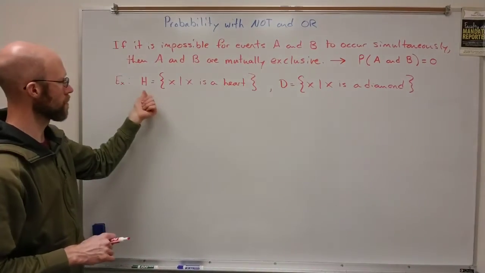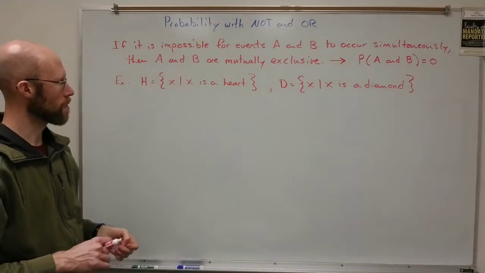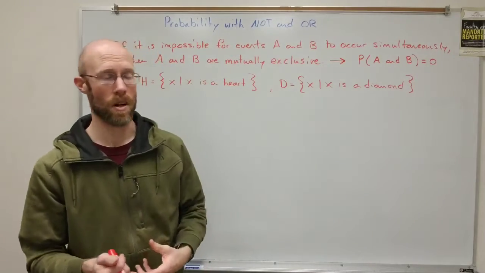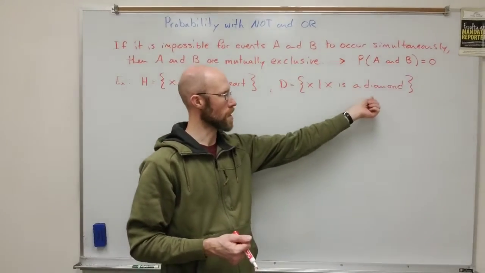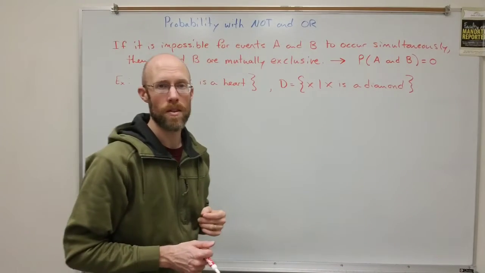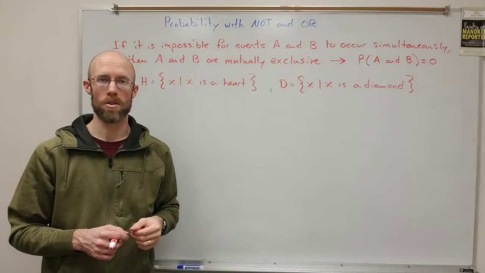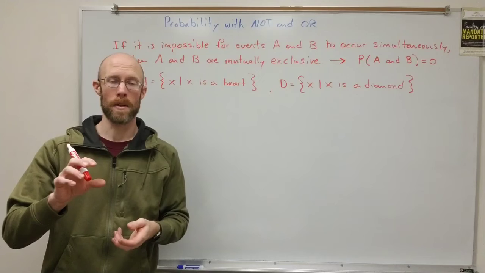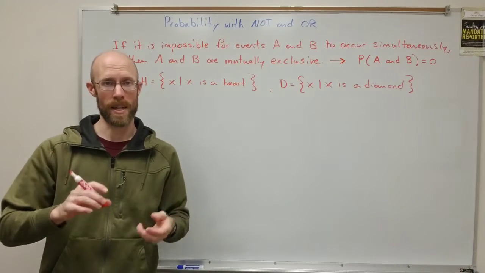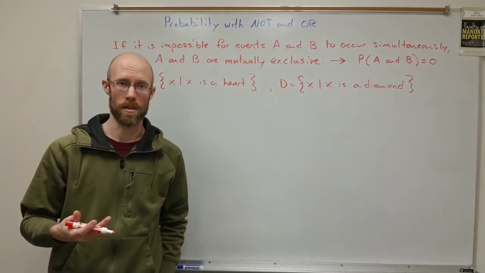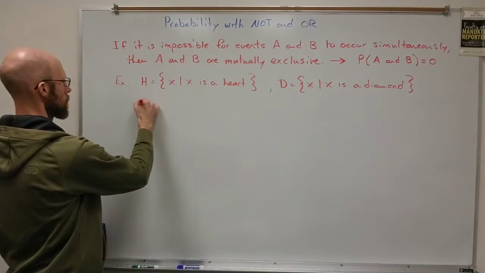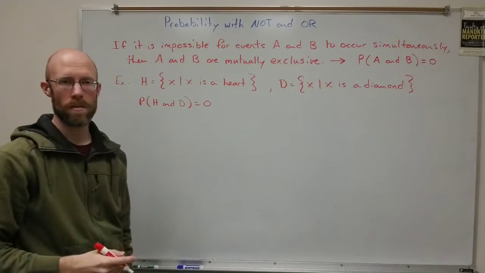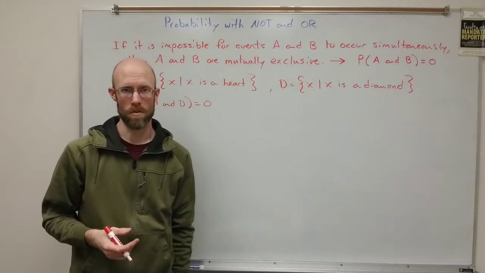An example: if H is the set of being dealt a heart, all the different hearts that you could get dealt in a 52 card deck, and if D is the set of all diamonds you could be dealt, then it's impossible for a card to be both a heart and a diamond. So if I cut the deck and showed you a card, the probability is exactly 0 that it's both a heart and a diamond on that same card occurring simultaneously. So in this case, the probability that H and D occur is 0 on the same card. They can't. They're mutually exclusive, okay?